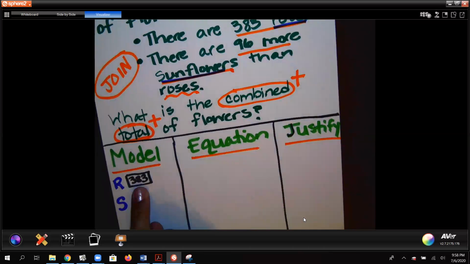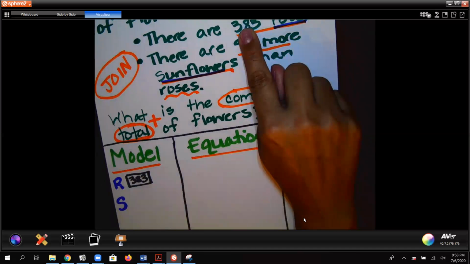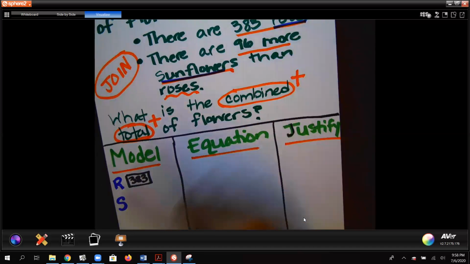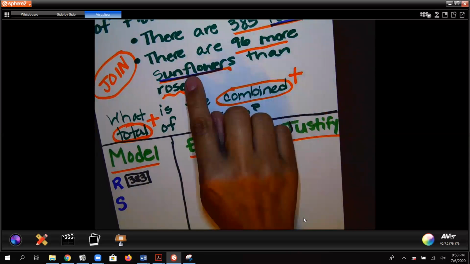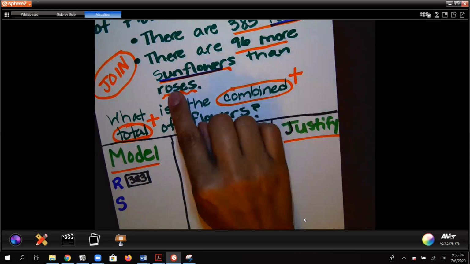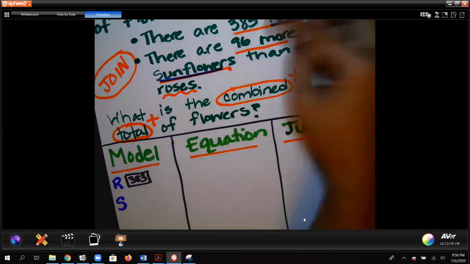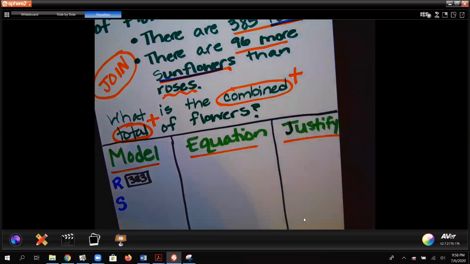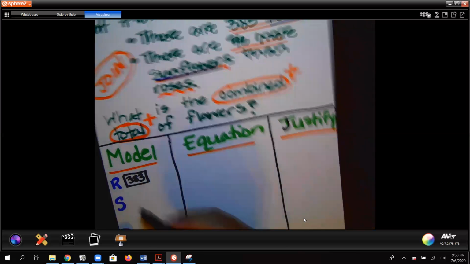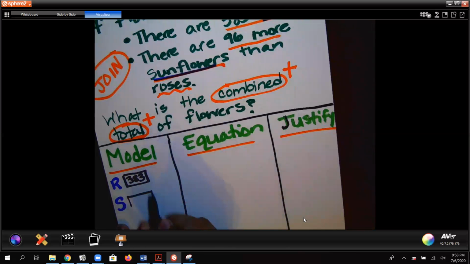Okay, so we have roses, 383. What does it say about sunflowers? Well, there's 96 more sunflowers than roses. So it's not 96, it's 96 on top of the roses. Okay, so you have the roses, which is the same, 383. But then you have 96 more on top of that. So what do we do with those two?